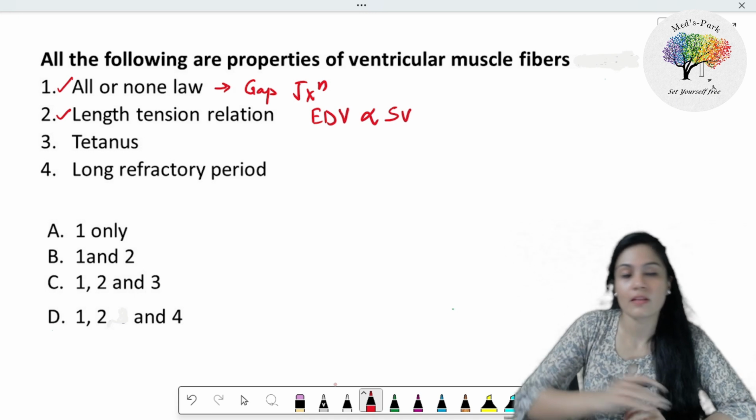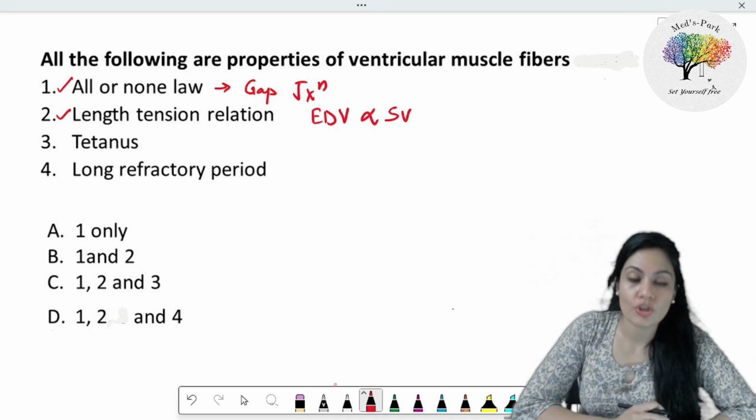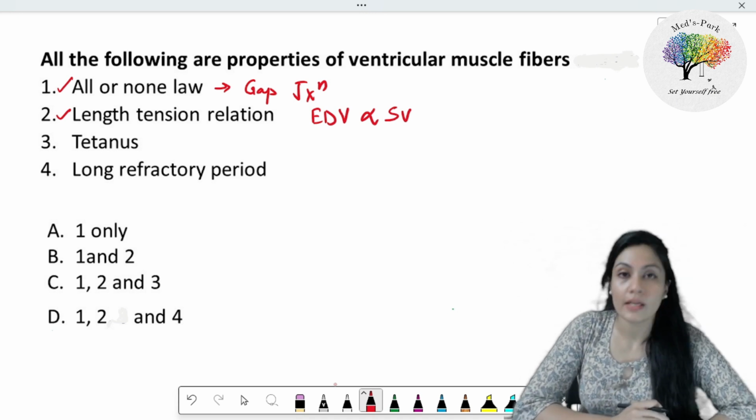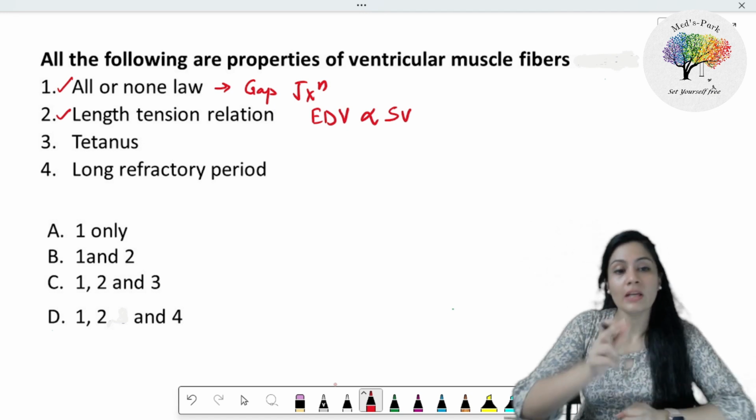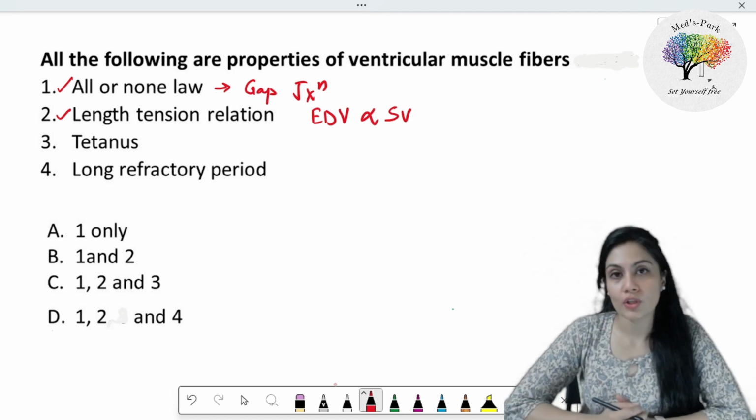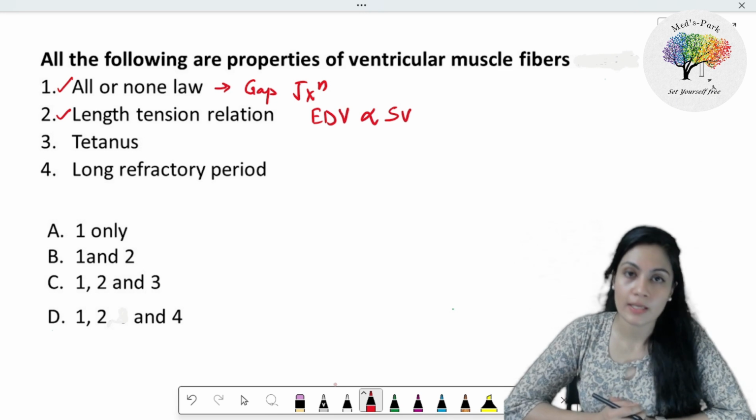So yes, that is nothing but your length tension relationship also is there in the cardiomyocyte. Length is nothing but the initial length, which is decided by the EDV, and tension is nothing but the force of contraction, because of which the stroke volume is decided.